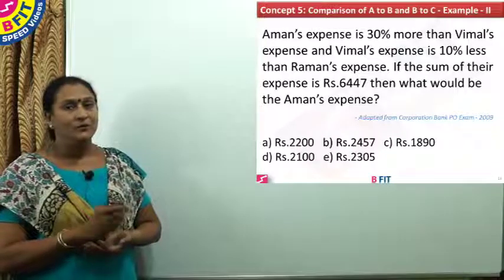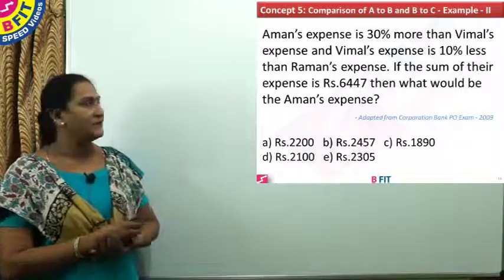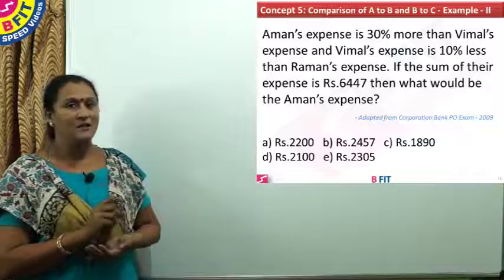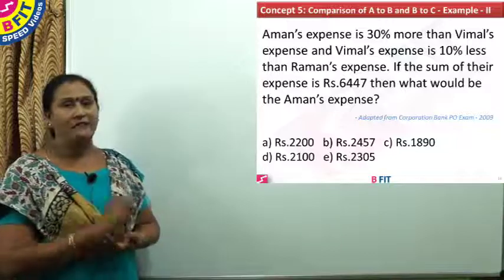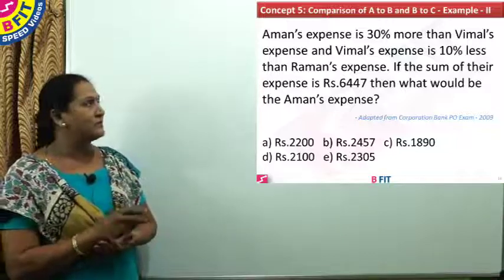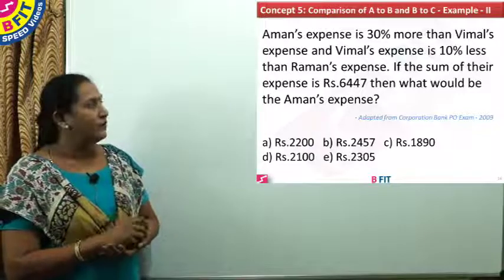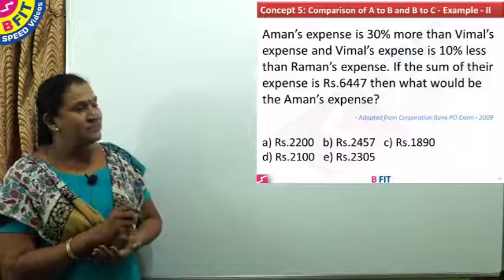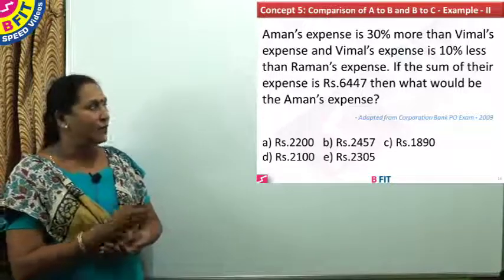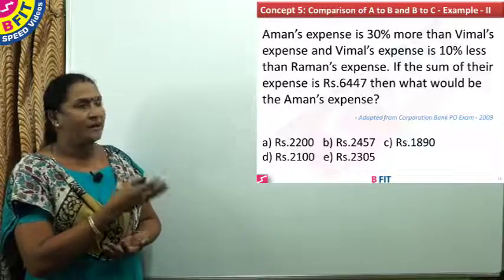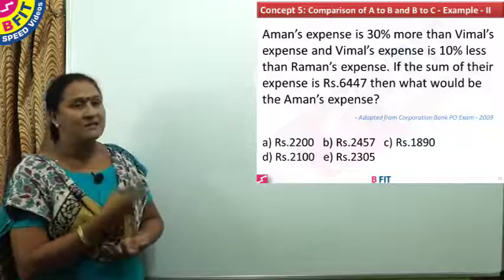Here also two values are compared at a time. Aman's expense and Vimal's expense comparison is given, and Vimal and Raman's comparison is given. So Aman's expense is 30% more than Vimal. So we'll get a ratio for these two persons, Aman and Vimal, and the comparison ratio for Vimal and Raman. Vimal's expense is 10% less than Raman. So getting a single ratio for all these three persons and then dividing it by the total parts, we can get the required answer. Here Aman's expense is asked.